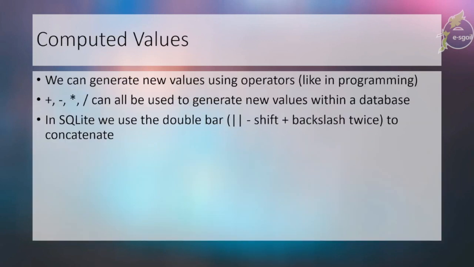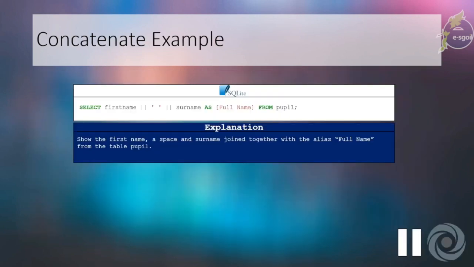Computed values are a bit like doing all the simple operators we did at National 5 level programming, but in databases instead. We can create new data and result sets by using operators. Note in the version of SQL that I use, I'm using a double bar to concatenate. This symbol is sometimes called a pipe, and you can find it by pressing Shift and backslash. And here's the concatenation that I was talking about. First name, a space, and surname are concatenated with the alias full name set in this example.